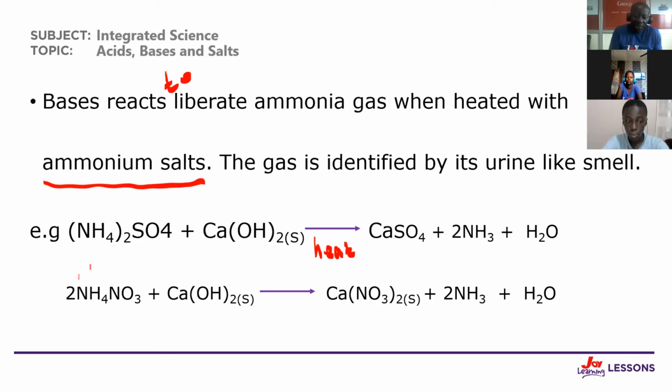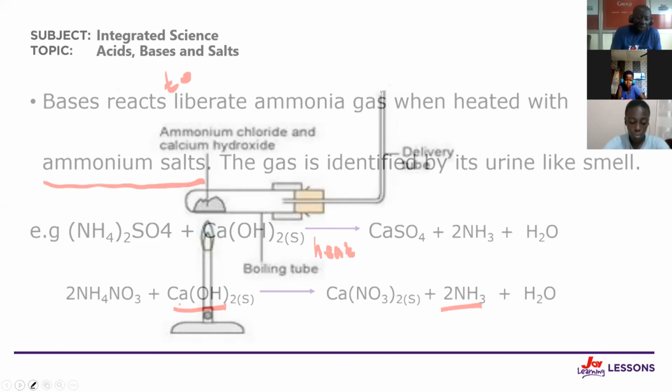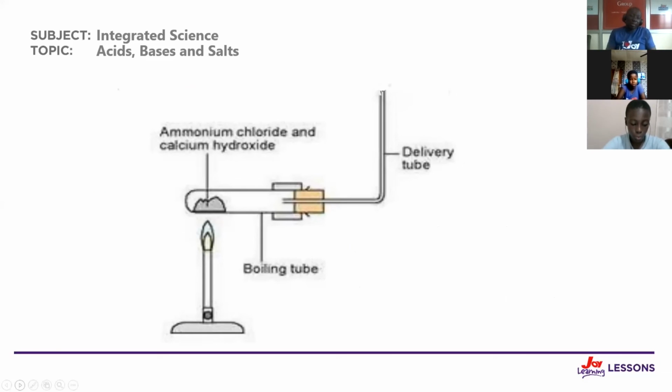Another example we have on our screen here is ammonium nitrate, or ammonium trioxonitrate 5. We find this in fertilizers. When you heat ammonium nitrate with calcium hydroxide, you form calcium nitrate, which is a solid, and then you have ammonia again produced, which is a chemical property of bases. So when you heat a base with an ammonium salt, it generates ammonia. So far, we have mentioned two properties. Bases react with acids to form salt and water. They also react with ammonium salt when heated to produce ammonia.